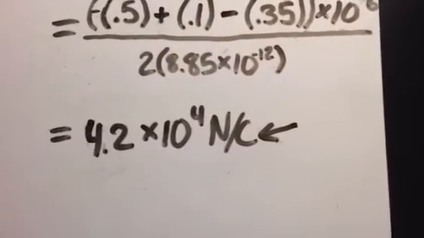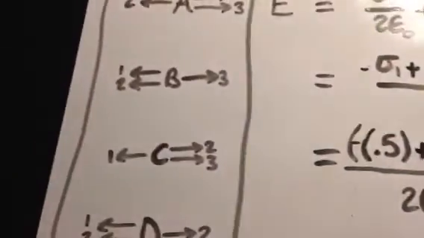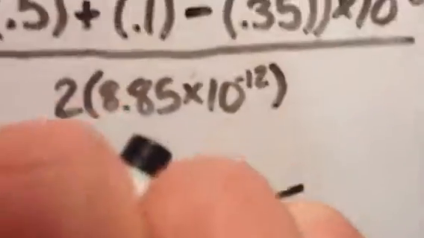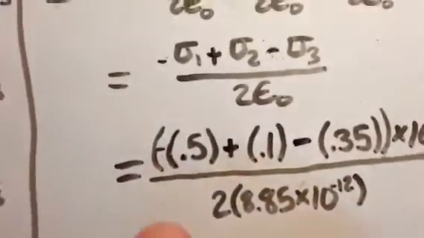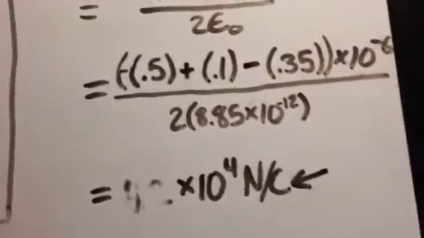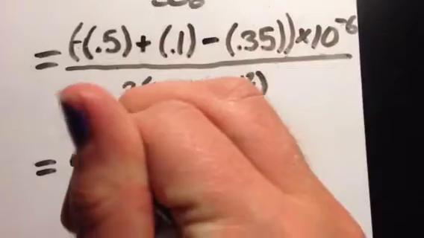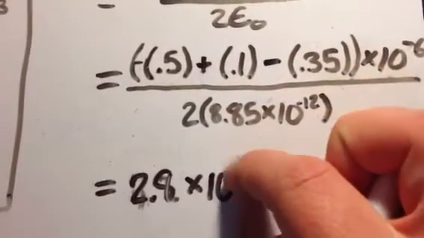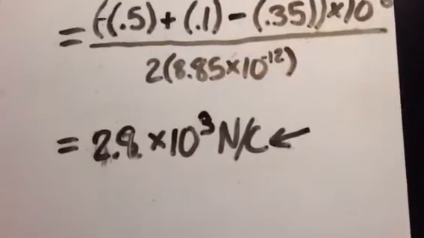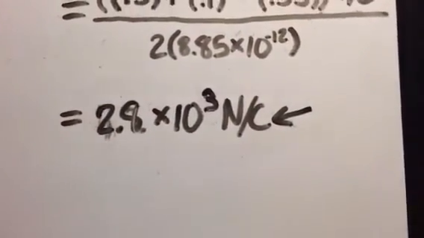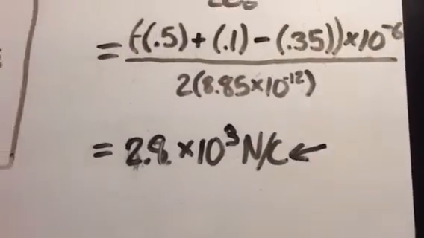Oh, correction. Point C actually gives us the answer 2.8 times 10 to the 3 newtons per coulomb to the left. Correction. Thank you.